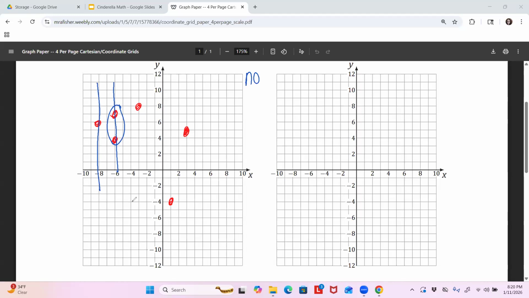And as soon as you hit more than once, you can just say, no, I don't even need to check the rest of it. It's done. This is not a function. Okay, now that's if it was just points. So that's again called a discrete graph. What if it's connected?